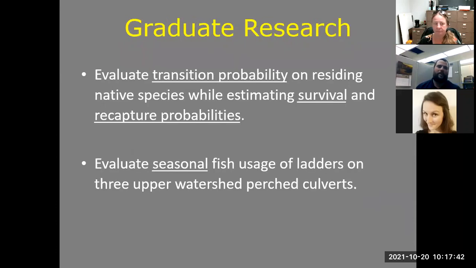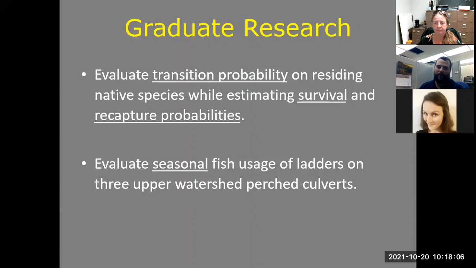So this is leading into my graduate research a little bit. I started this fall, and currently I'm looking at evaluating transition probabilities on residing native species while estimating survival and recapture probabilities. A little bit on transition probabilities. It's just the percentage that a fish will move either up or downstream from a barrier.